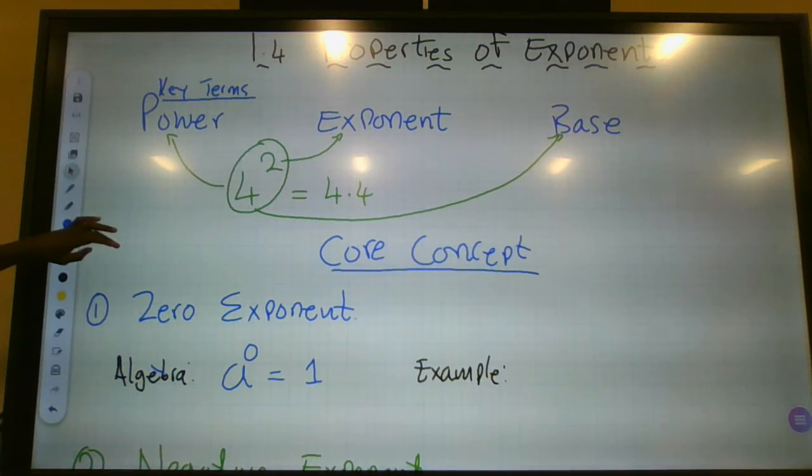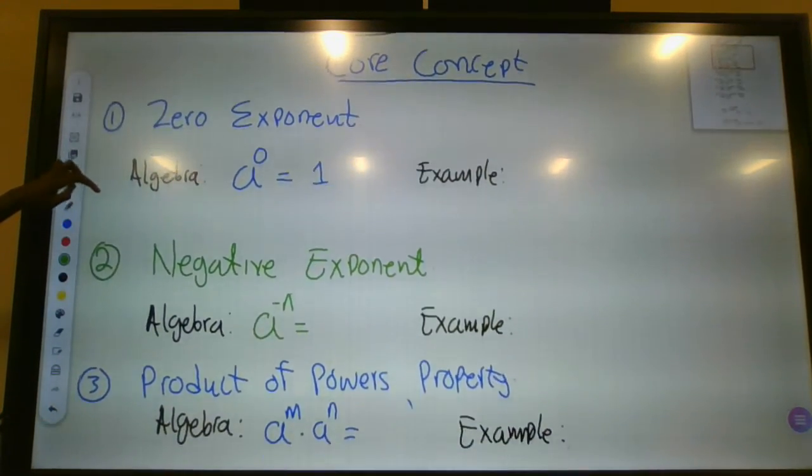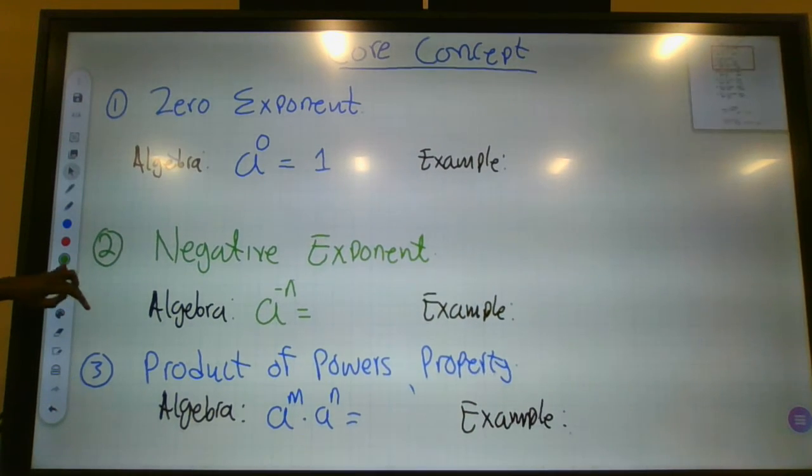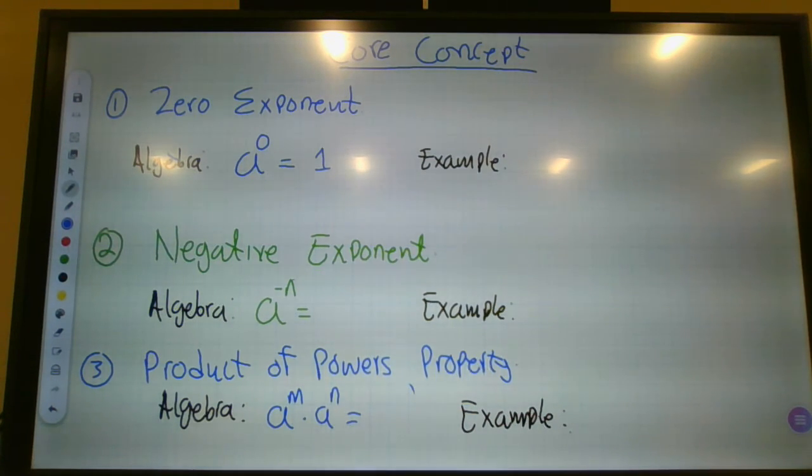Knowing that, we're going to look at some properties of exponents. There are a few of them, so we're going to do our best here to look at one at a time. We start with the zero exponent property.